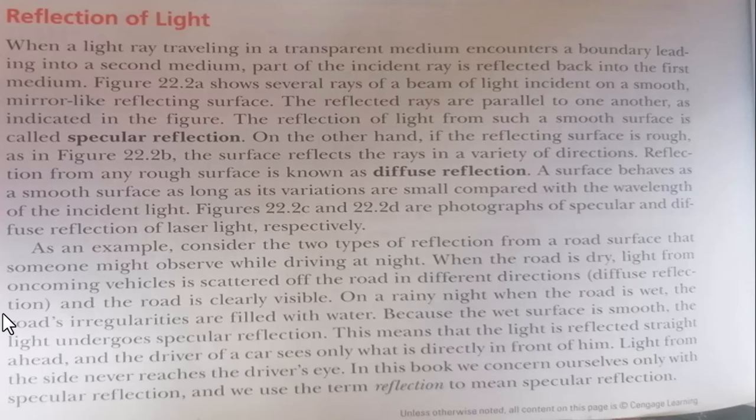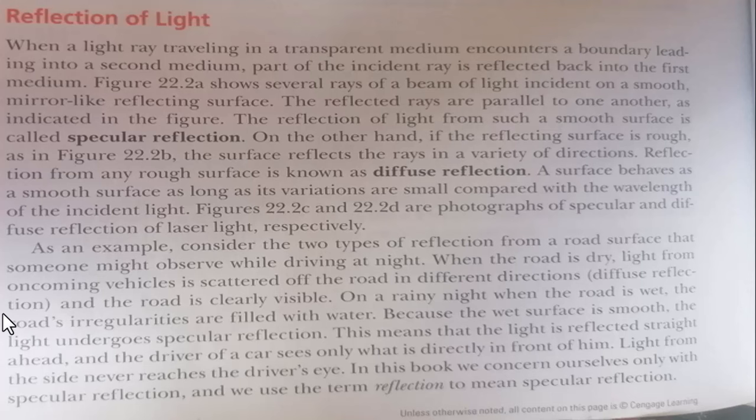When the road is dry, light from the oncoming vehicles is scattered off the road in different directions. So, I want you to see something here. Not only the light from the oncoming traffic, even the light from the sun itself during a dry, hot season. We often encounter this in the road. When you are traveling and maybe you are moving, for example, inside of a car 100 kilometers per hour or 120 or 60 or whatever the number may be, light, this is very, very important.